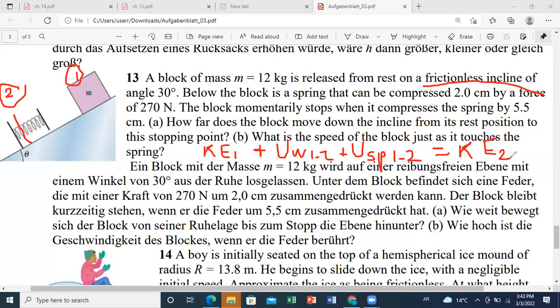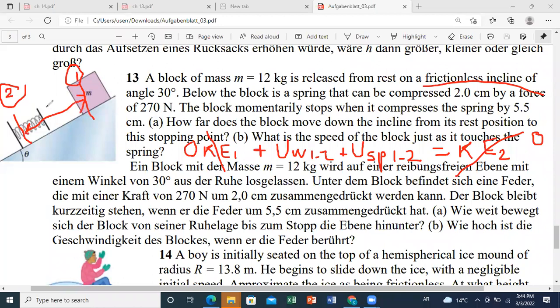Now, since we start from rest, we have 0 kinetic energy at the initial state. And since the block will stop at 2, kinetic energy at state 2 is 0. So we can deduce that in this problem, the work of the weight will oppose the work of the spring. So work of weight is minus work of spring. So let us find the expression of work of weight and work of spring, as a function of the distance of displacement, and then we can solve for D.